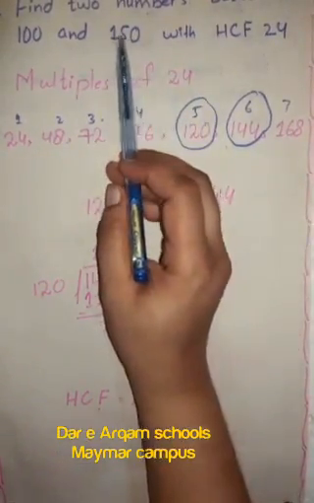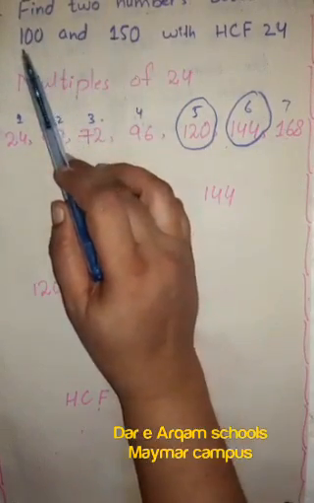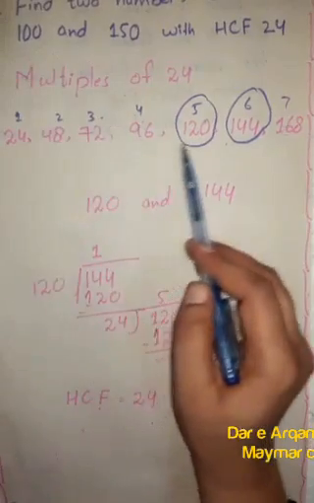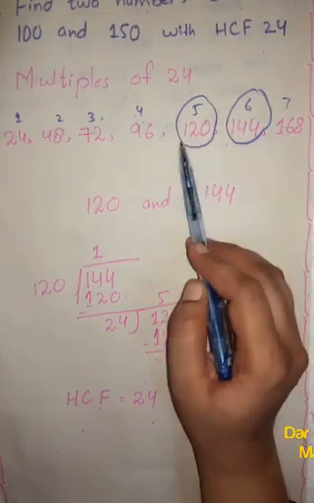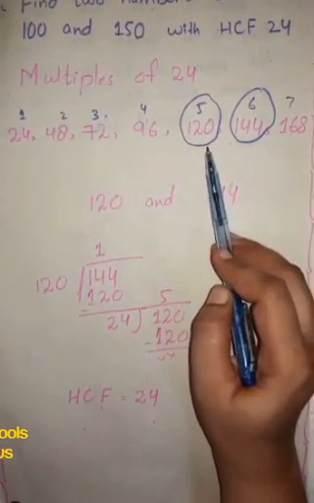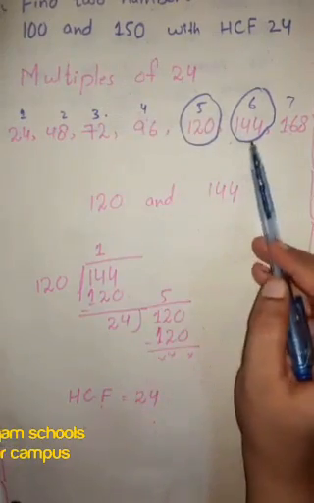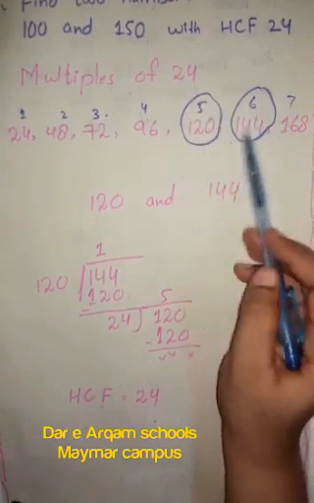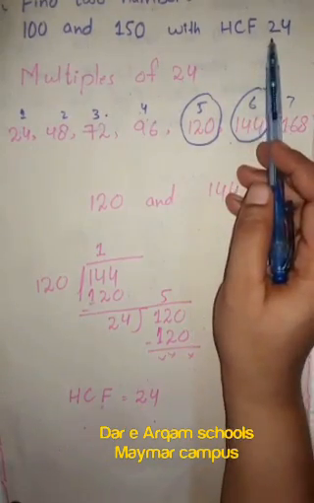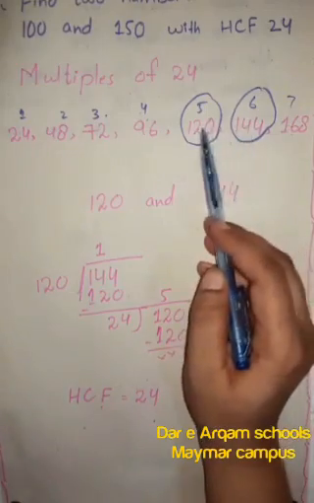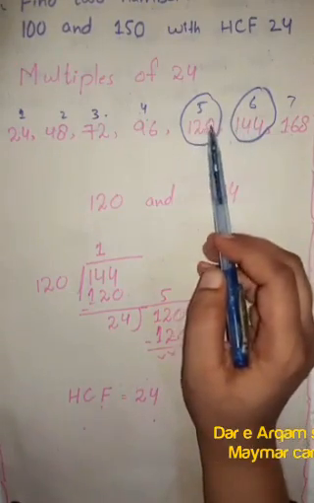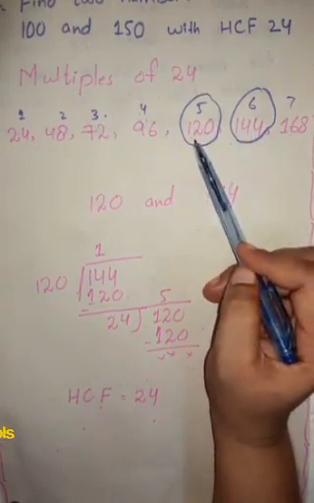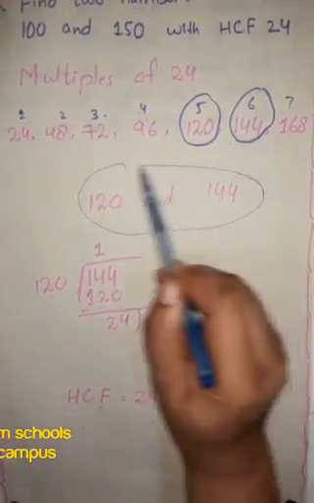Now according to the question, we need two numbers which are greater than 100 and smaller than 150. So 96 is smaller than 100, so we will move to the next number, which is 120, which is greater than 100, and the next number is less than 150, which is 144. 168 is greater than 150. So here we got our two numbers with the HCF of 24. When we find their HCF, the HCF will be 24. We got 120. Here is your answer, 120 and 144.